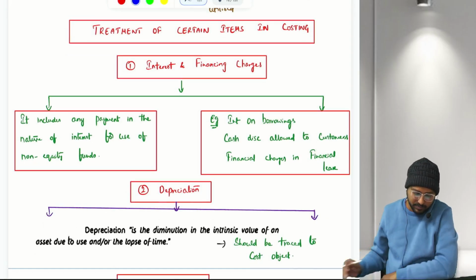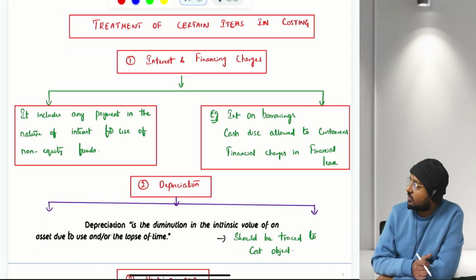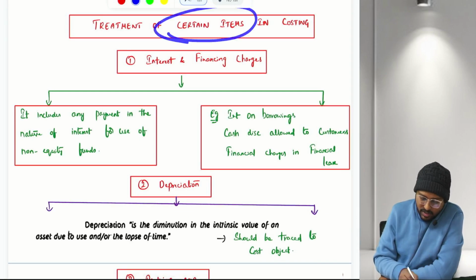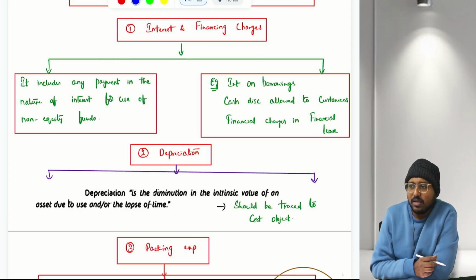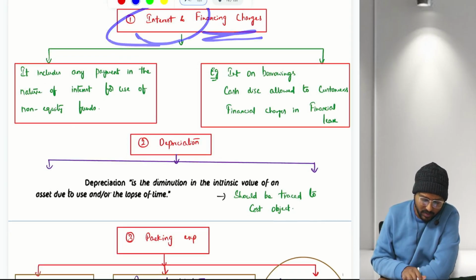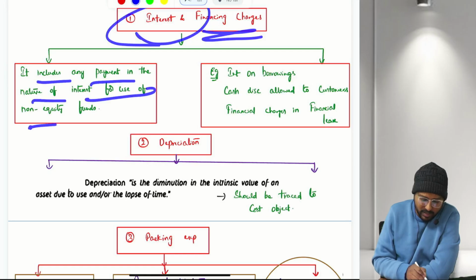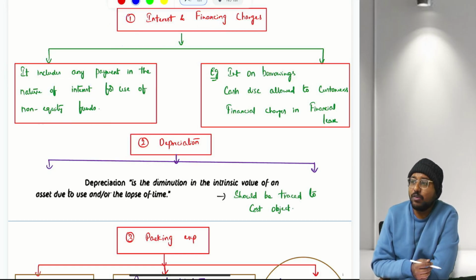Anyways, now see here. What is the heading that I gave you? Treatment of certain items in costing. One by one, we'll learn. First one is what, right? Interest and financing charges are very simple. Interest means what? You already know. It includes any payment in the nature of interest for use of what? Non-equity funds. Because in equity funds, you will not have interest, na.